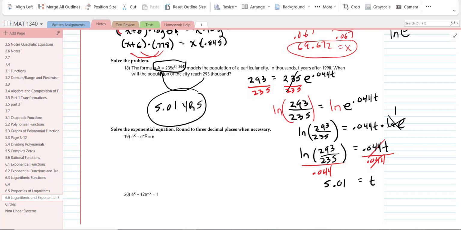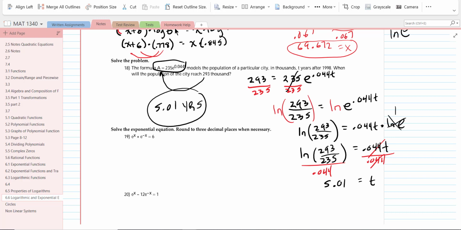of 235,000 to grow to 293,000. Okay, that's a typical exponential equation, typical kind of application that we use for logarithms. Okay. All right, any questions about what it did?